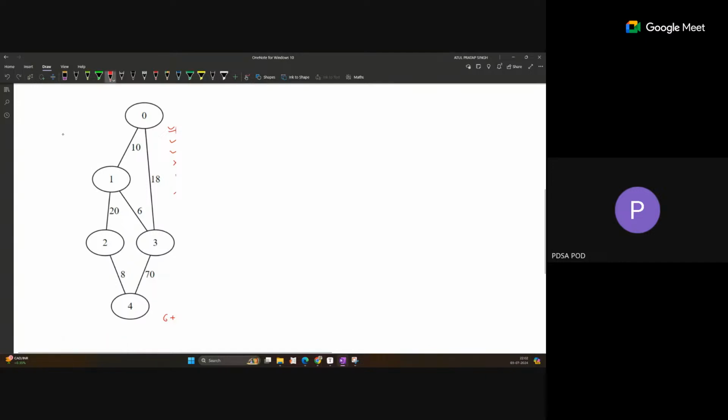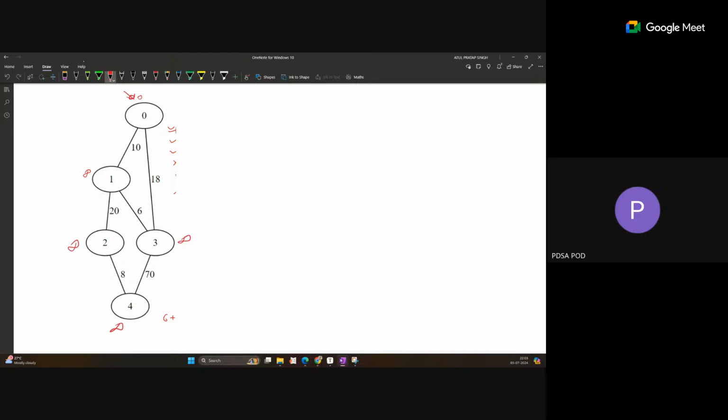Okay, so Prim's algorithm actually works similarly to the Dijkstra algorithm. It starts with the same thing, with zero information. You can start from any vertex in this graph; there is no source or destination. But if you are starting from zero, initialize that with zero and the remaining are infinite.